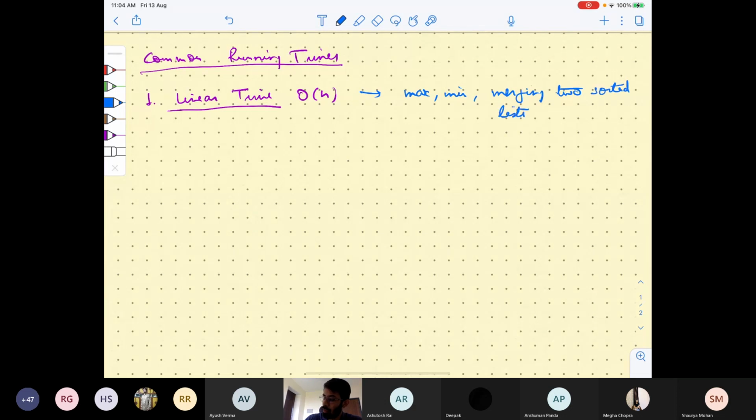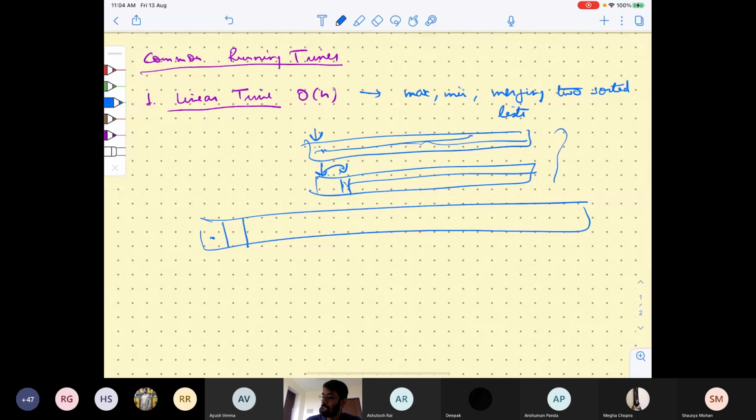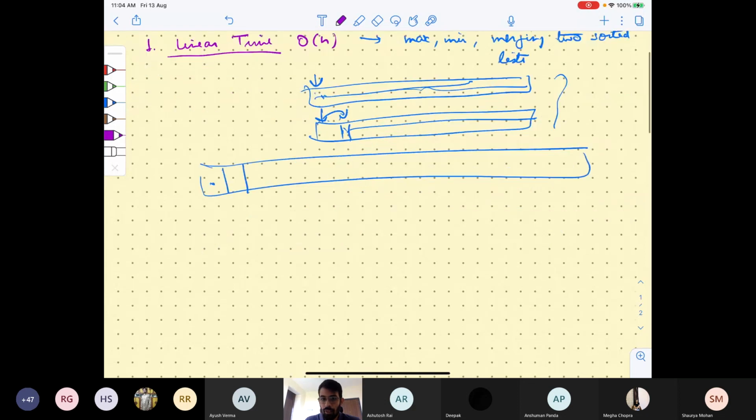Just to repeat, if you have two sorted lists and you want to merge them into a big list, you keep a pointer in the first list and in the second list, compare these two numbers, and whichever is smaller you put there and move that pointer ahead. Then you compare the next two numbers, and whichever is smaller you put next. So the total time taken is this list length plus this list length, which is linear. Anyway, I was just repeating that for the sake of it.